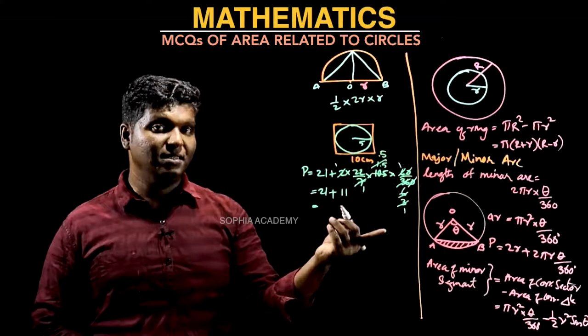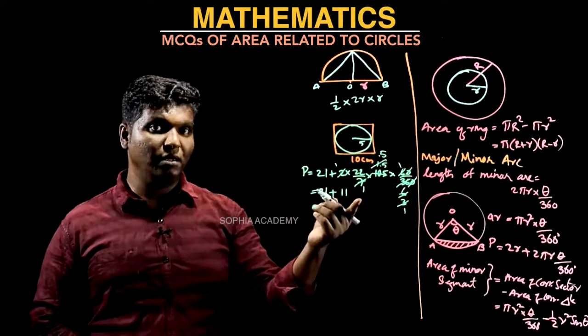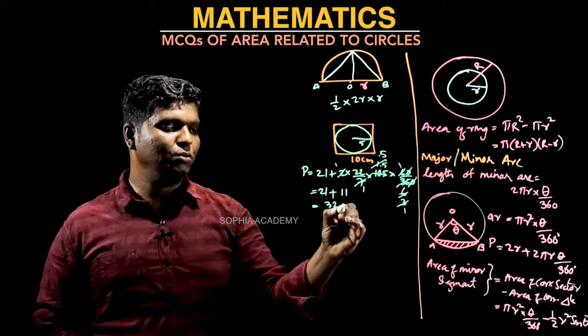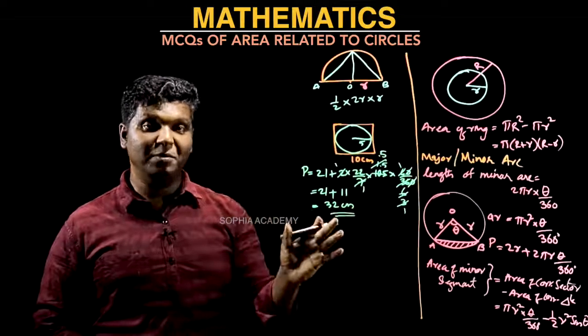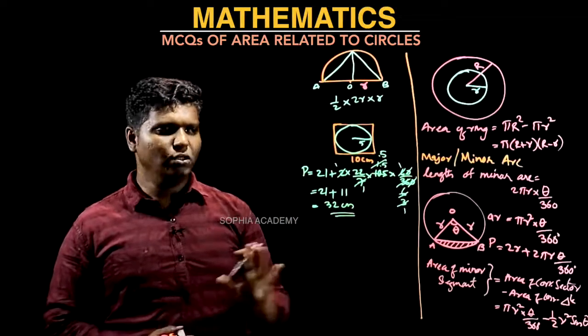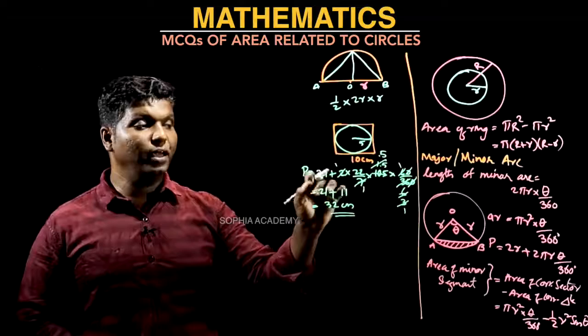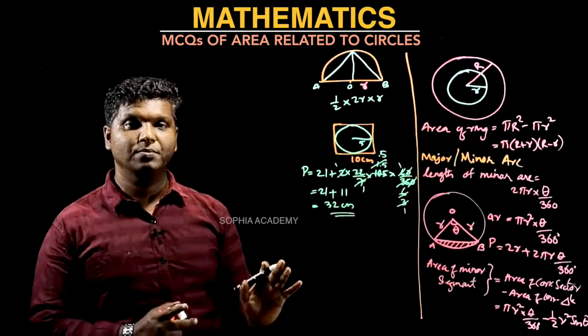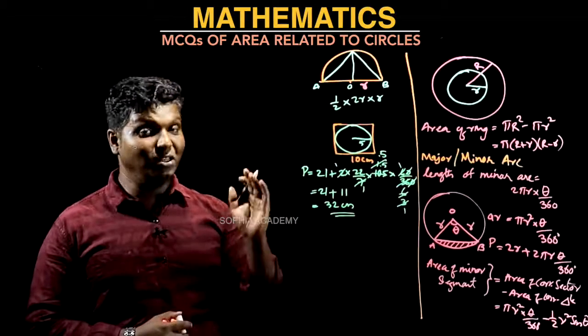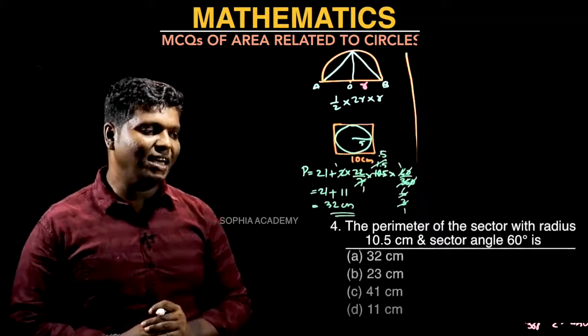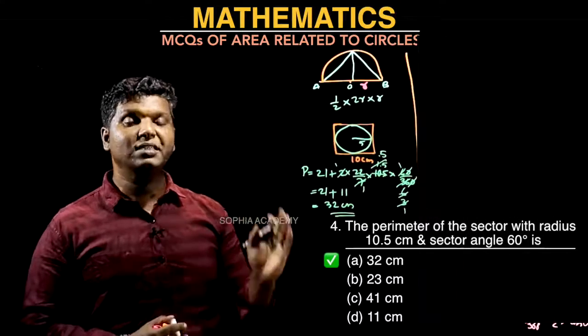So now tell me, 21 plus 11. 21 plus 10 is 31. 31 plus 1, 32. So 32 centimeter. That's the perimeter, right? So you got the answer. In a fraction of a second, just by taking that equation and substituting the values wherever you need, you will get the final solution. So the answer of this question is 32 centimeter.